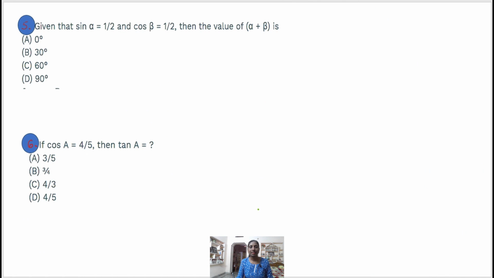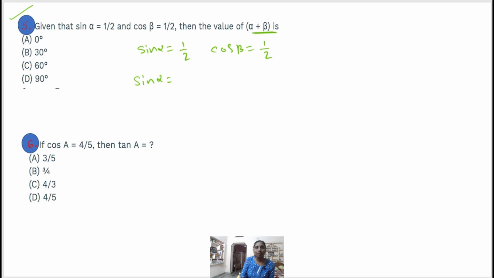So friends, let us read the next question. Question number 5. We are going to solve this question. Given that sin alpha is equal to 1/2, cos beta is equal to 1/2, then the value of alpha plus beta is? So how is it possible? Sin alpha is equal to 1/2, and we want alpha plus beta. So we need to find the value of alpha and the value of beta, then we will add them, and we will get the answer.